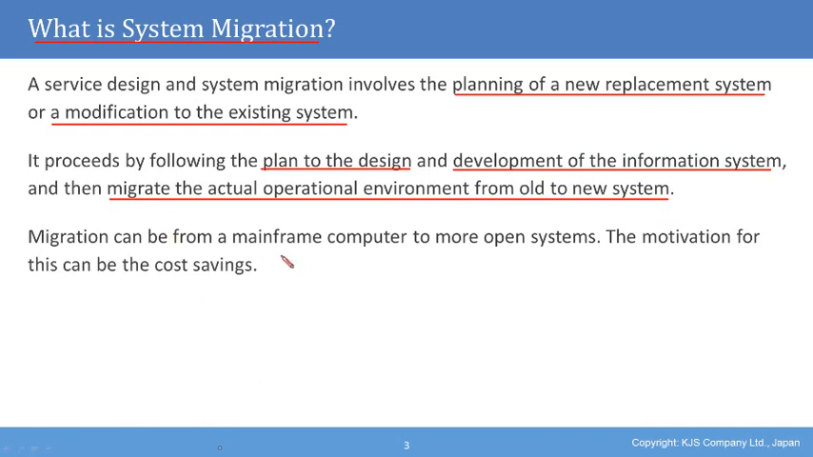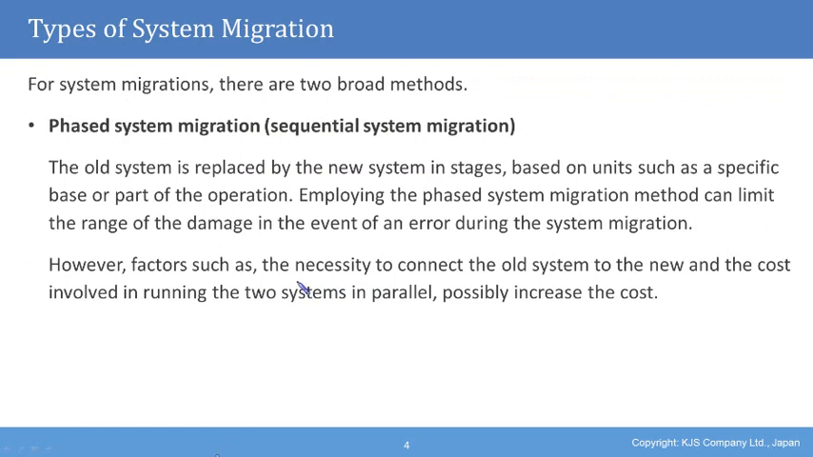Migration can be from a mainframe computer to more open systems. The motivation for this can be the cost savings. So the cost savings is primarily a very important reason or motivation for migration. Now we'll go on to look at the different types of system migration. How does system migration actually get carried out? For system migrations, there are two broad methods. So we'll discuss each of them in turn.